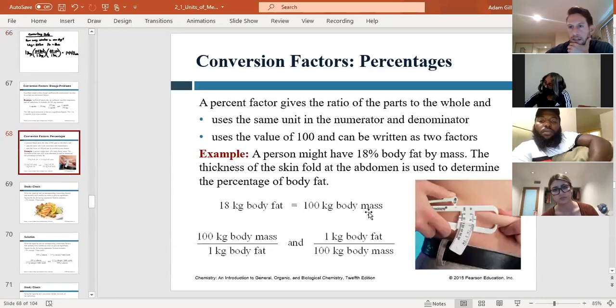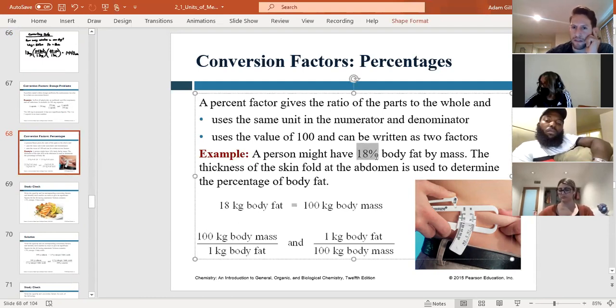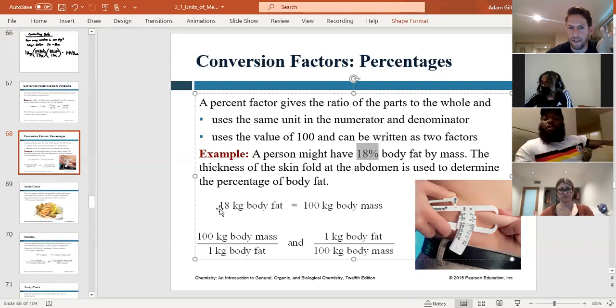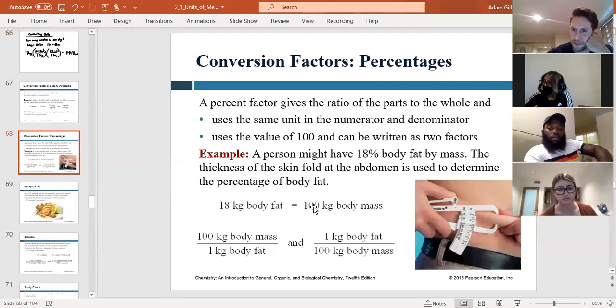Now, your book also talks about percentages. Percentages are also fractions, but they use 100 as the base. So if you find out that you're 18% body fat, the fraction would be 18 kilos of fat per 100 kilos of body. So it's just a conversion, 18 to 100. Anytime you see a percentage, the conversion is that number to 100 by definition.